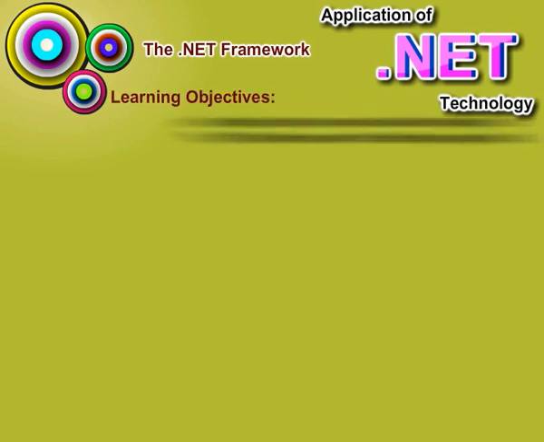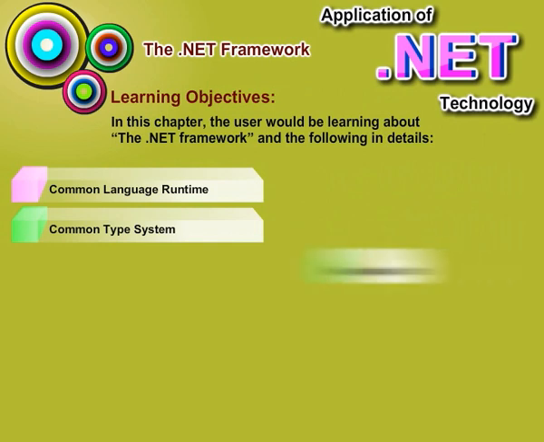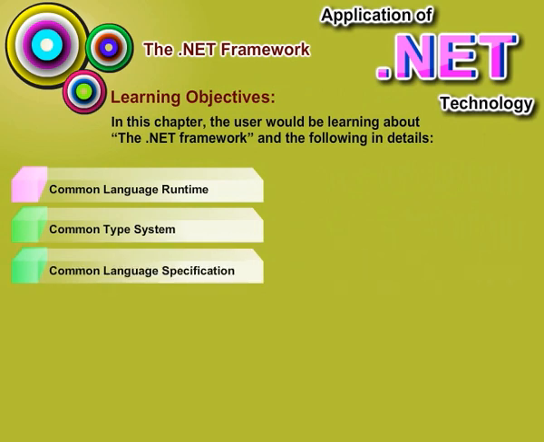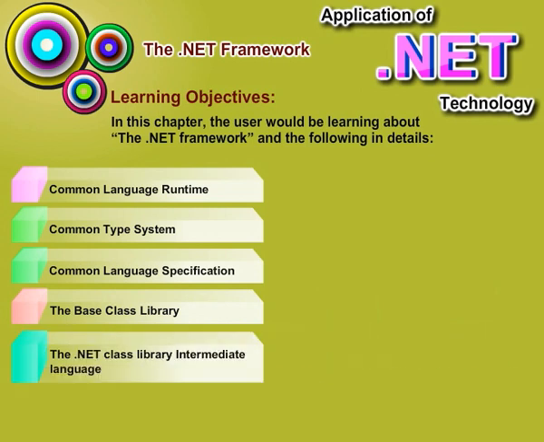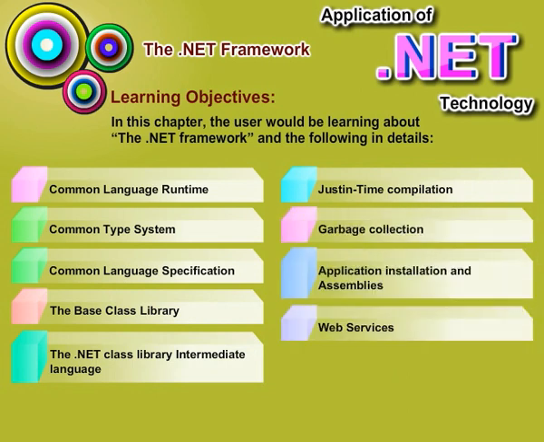Learning objectives. In this chapter, the user will be learning about the .NET framework and the following in detail: common language runtime, common type system, common language specification, the base class library, the .NET class library, intermediate language, just-in-time compilation, garbage collection, application installation and assemblies, web services, unified classes.